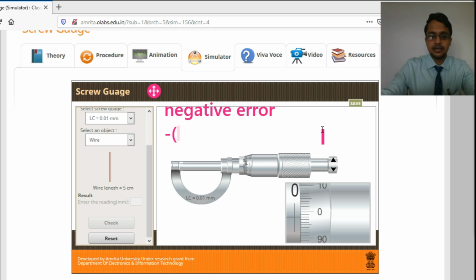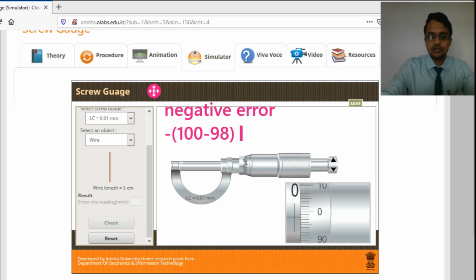There are 100 divisions, so 100. Then minus the circular coinciding division. Look here, circular coinciding division: any one mark on the circular scale will be in the same line with the baseline. So the circular coinciding division here is 98. Can everyone see? 98. Then bracket, then the least count.